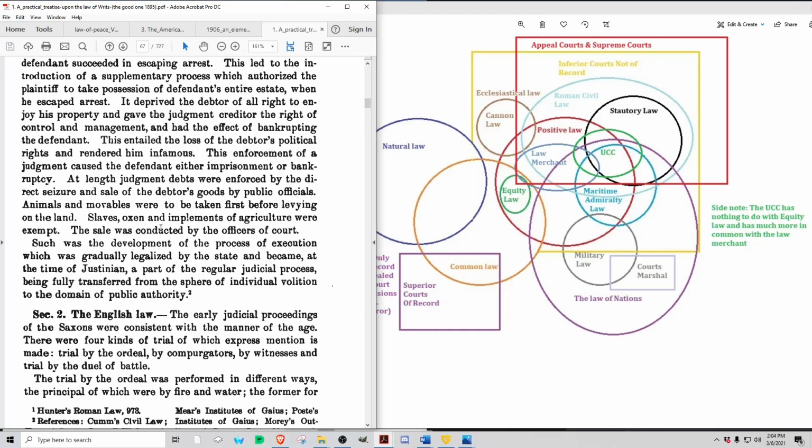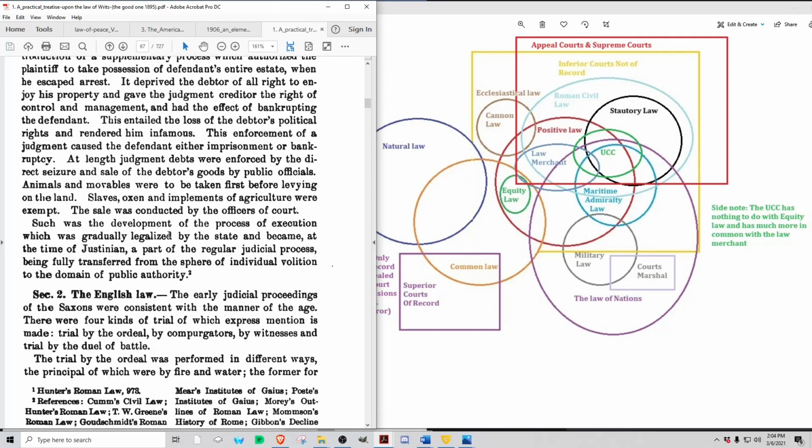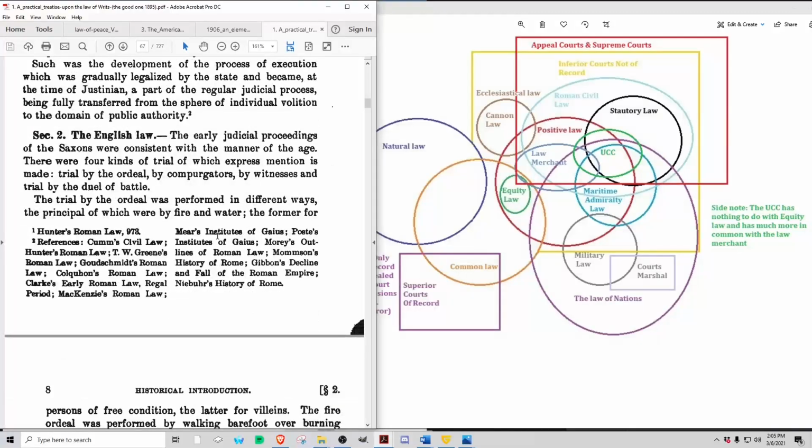So this entitled the loss of the debtor's political rights and rendered him infamous. The enforcement of a judgment caused the defendant either imprisonment or bankruptcy. At length, judgment debts were enforced by direct seizure and sale of the debtor's goods by public officials. Animals and movables were taken first before levying the land. Slaves, oxen, and implements of agriculture were exempt. The sale was conducted by the officers of the court. Right? Notice anything about that familiar to this day? Right? We're having an estate sale because somebody's bankrupt, right? Same thing. Such was the development of the process of execution, which was gradually legalized by the state and became, at the time of Justinian, a part of a regular judicial process, being fully transferred from a sphere of individual volition, that's the plaintiff bringing his own judgment, to the domain of public authority. Right? So that's Roman civil law for you.